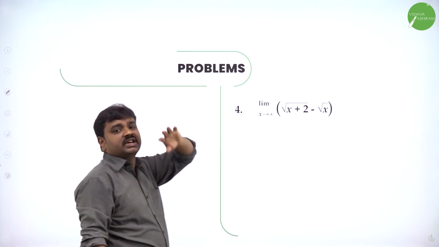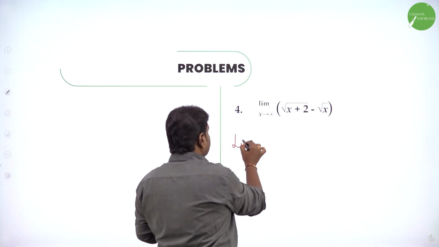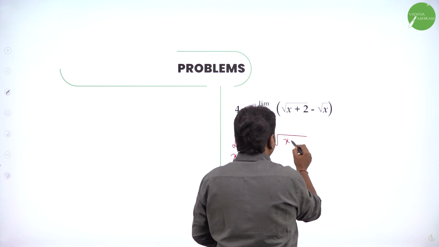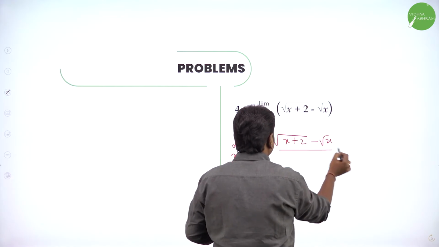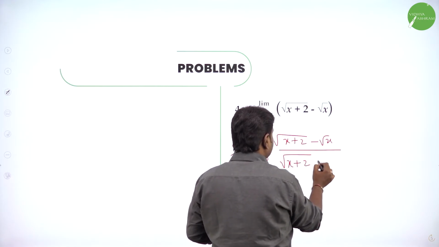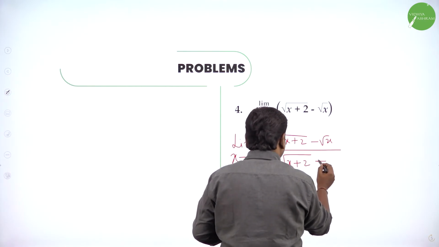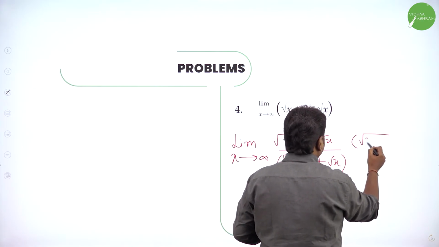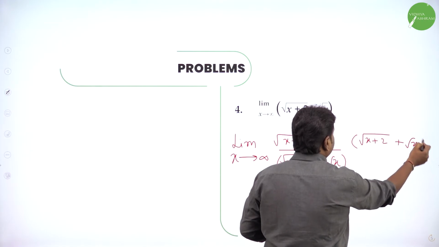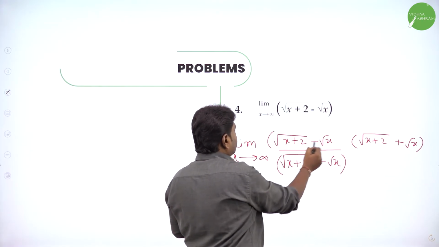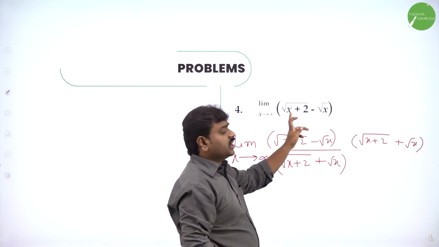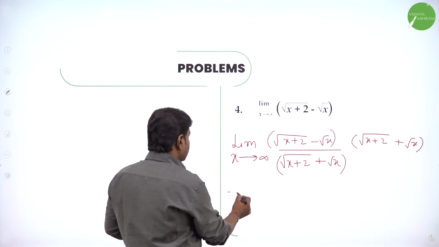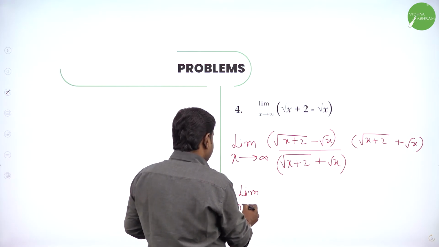So we should rationalize. So I'll take the limit as x extends to infinity of root of x plus 2 minus root x, and divide and multiply by root of x plus 2 plus root x. I am dividing and multiplying by the opposite, that is the rationalizing factor. This is the problem they gave.